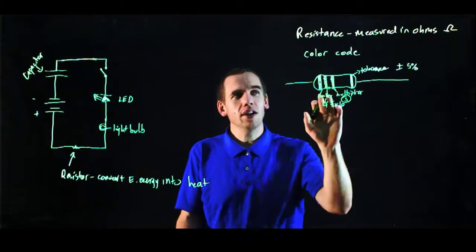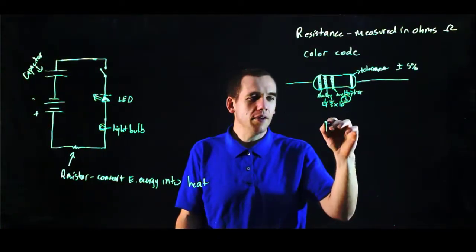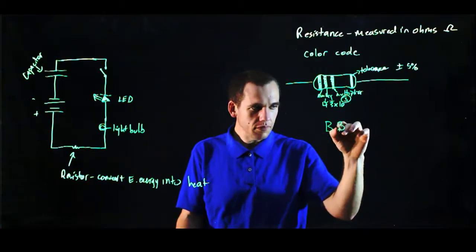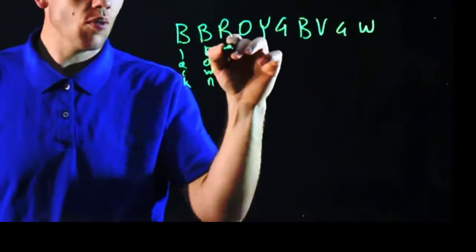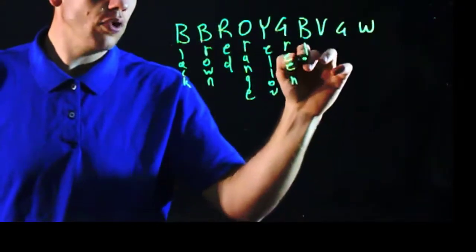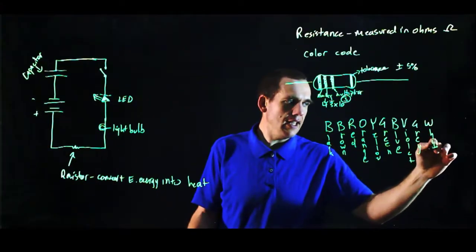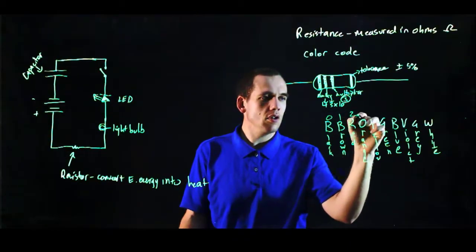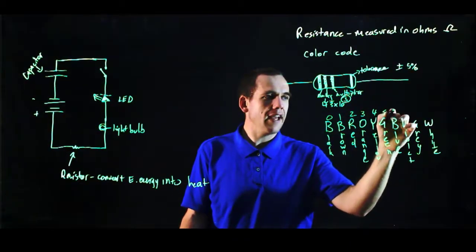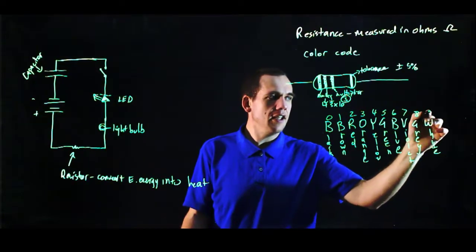So how do I know what color band represents what number? Well, the color code goes like this. And each one of these colors represents the digits 0 through 9. So 0, 1, 2, 3, 4, 5, 6, 7, 8, 9.